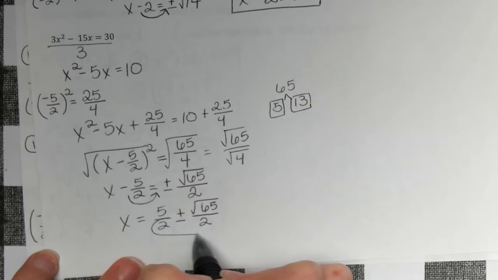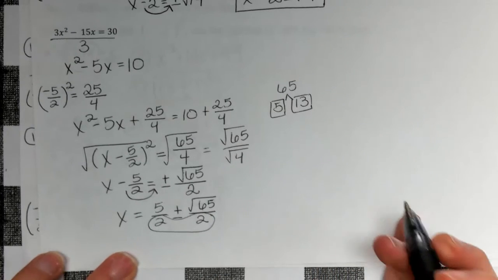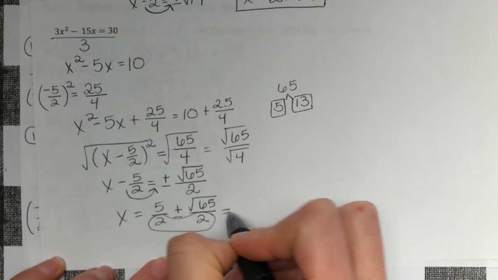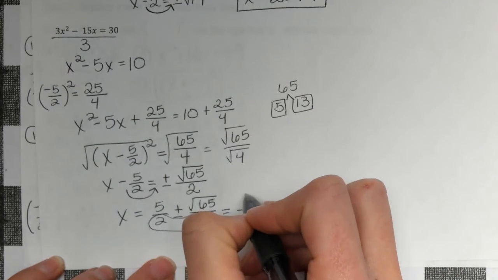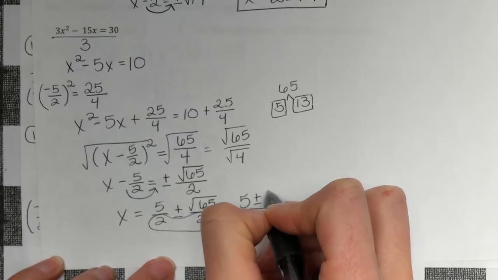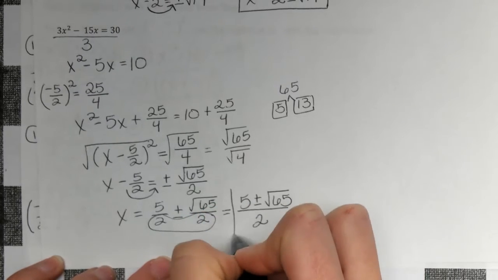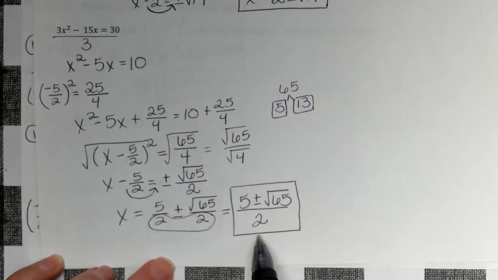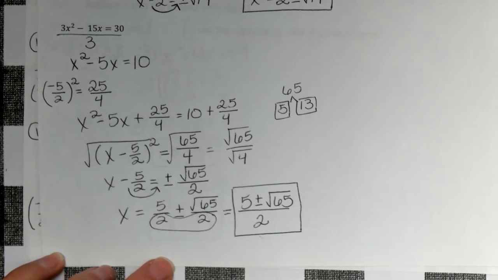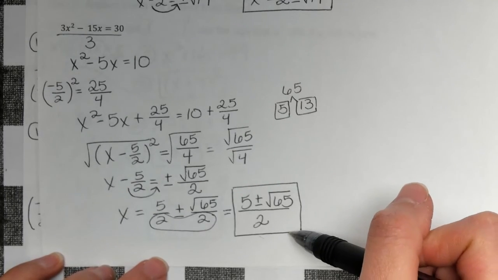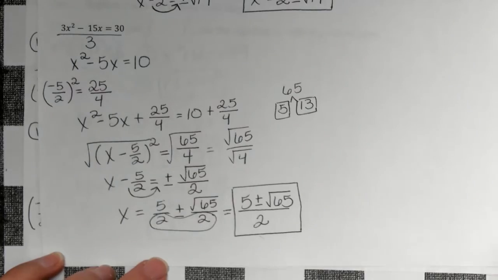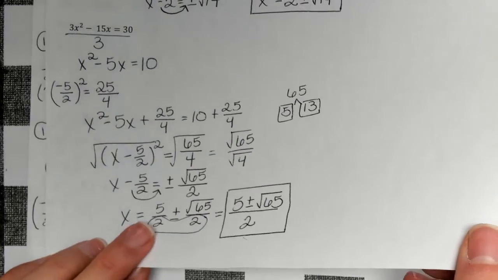Now recognize that these have common denominators. When they have common denominators, we write it as one fraction, all over 2. My numerator is 5 plus or minus the square root of 65. So I want you to write it all as one if they have common denominators. So x equals 5 plus or minus the square root of 65 over 2. You can still check your answers: you type that, store it for x, and it will store the entire decimal. Okay?